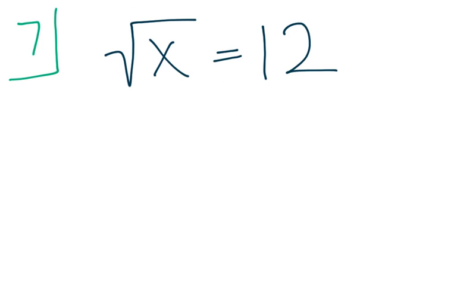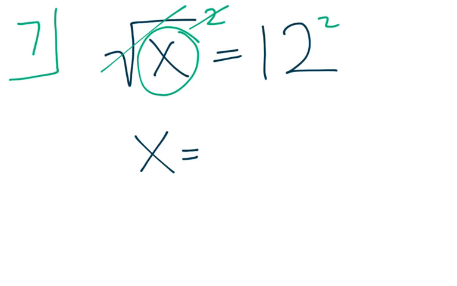So this one is pretty simple. You just have square root of x equals 12. The radical is already by itself. So we are just going to square both sides, and this square cancels out this square root sign. And so what we have left is this x. So we have x equals 12 squared, which is 144.